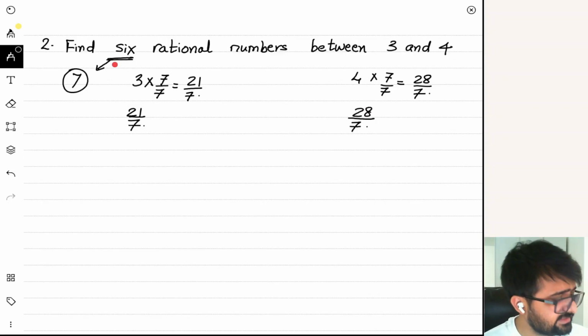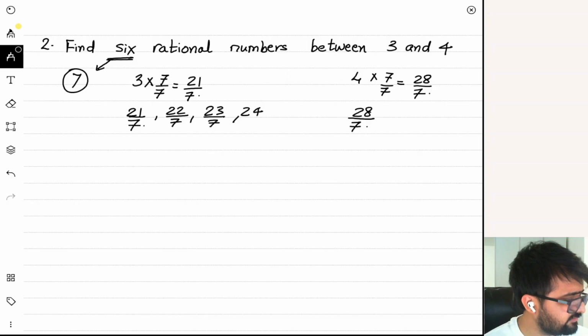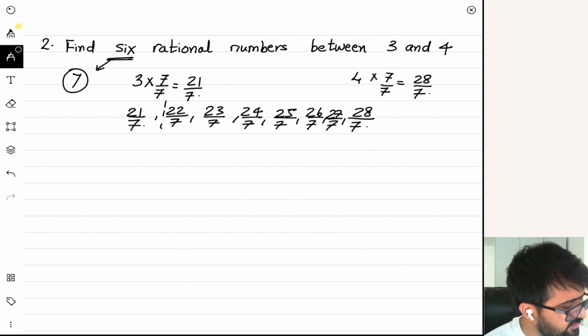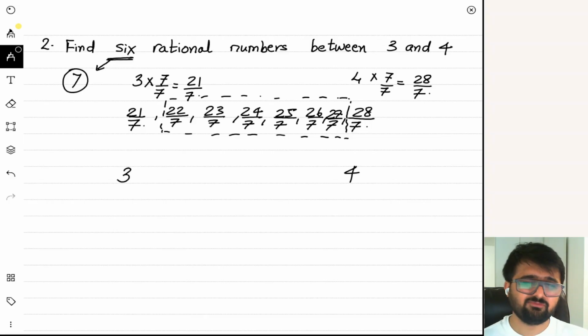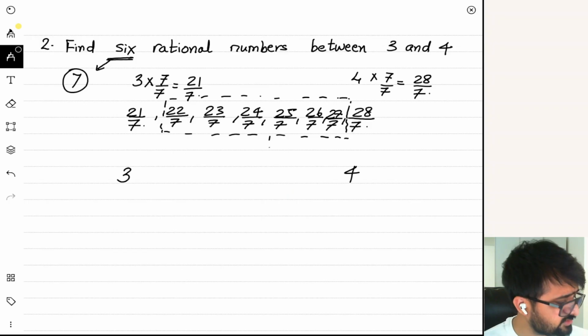Now, if you want to find 6 rational numbers between 21 over 7 and 28 over 7, those numbers are basically 22 over 7, 23 over 7, 24 over 7, 25 over 7, 26 over 7, and 27 over 7. Okay, so these are your 6 rational numbers between the numbers 3 and 4. Now, this is just one way of solving this. If you think about it, between 3 and 4, there can be an infinite number of them. Also, just to confirm, this is your answer, okay?